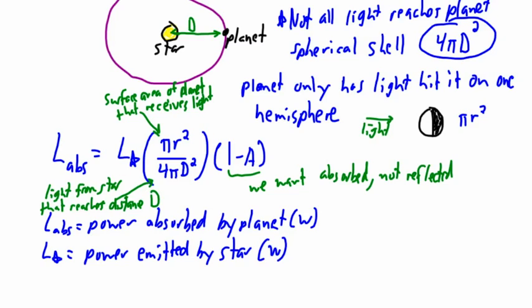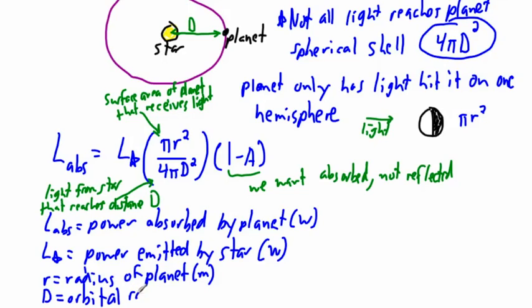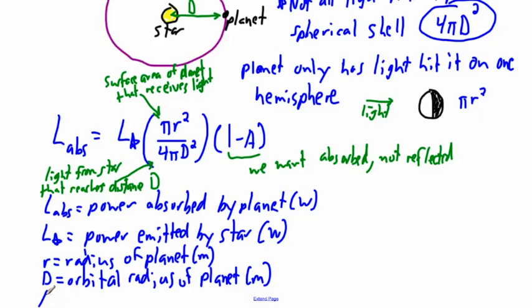So maybe we better define the other things here. We had r, that was the radius of the planet, and that would be in meters. We have d, that's the orbital radius of the planet. Again, that's going to be in meters. And the other thing we're going to need is A. A is going to be the albedo, which has no units.